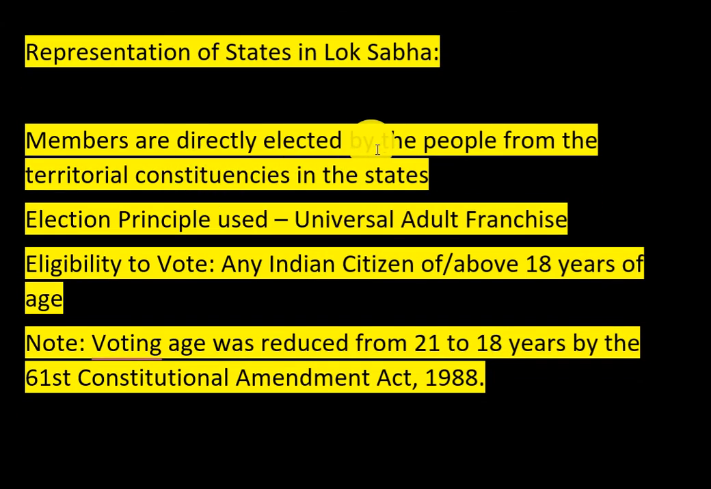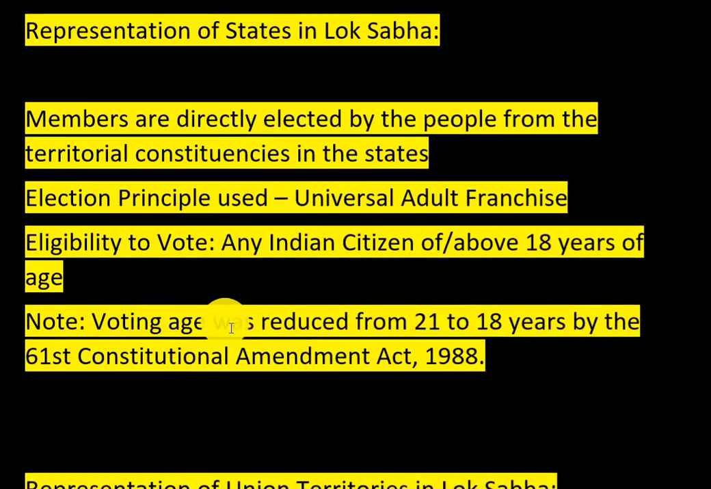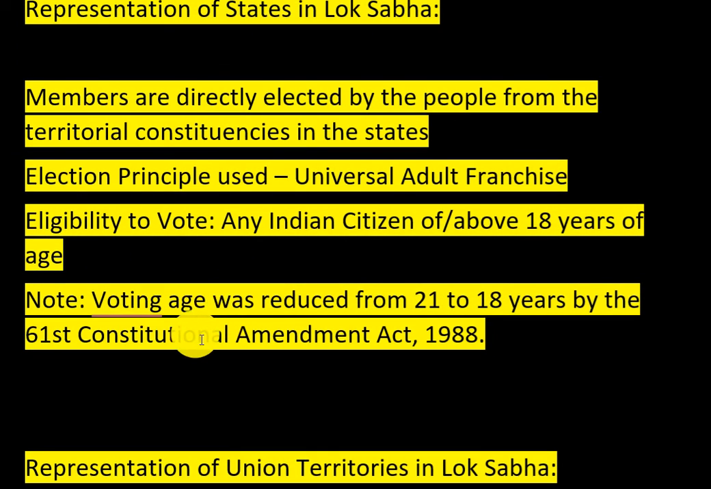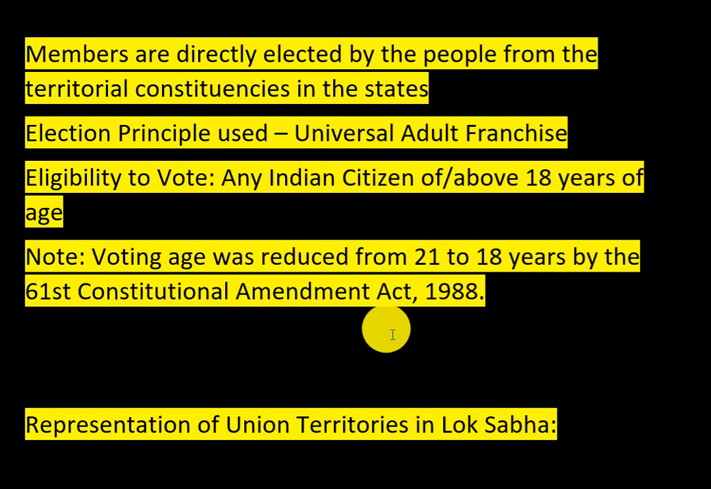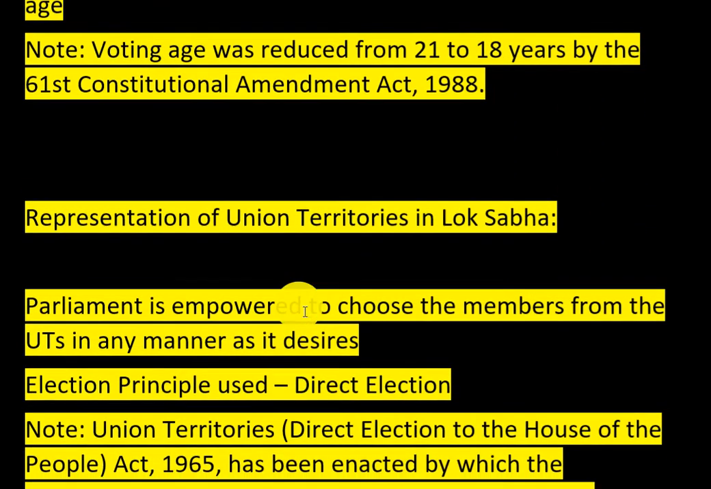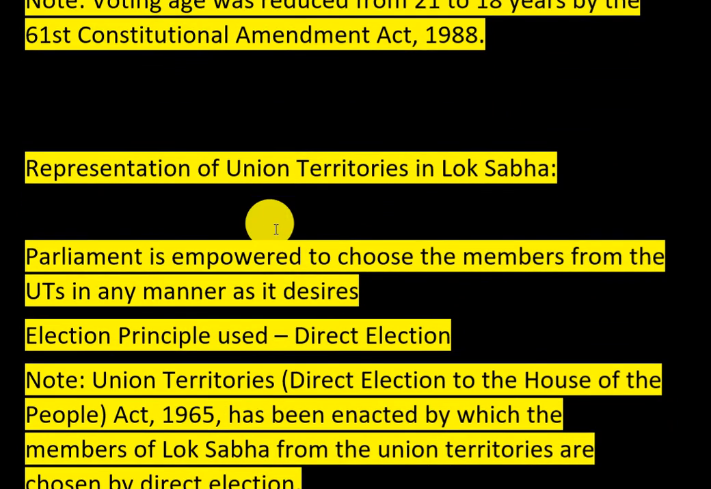Representation of states in Lok Sabha. Members are directly elected by the people from the territorial constituencies in the state. Election principle used: universal adult franchise. Eligibility to vote: any Indian citizen above 18 years of age. Voting age was reduced from 21 to 18 years by the 61st Constitutional Amendment Act of 1988.